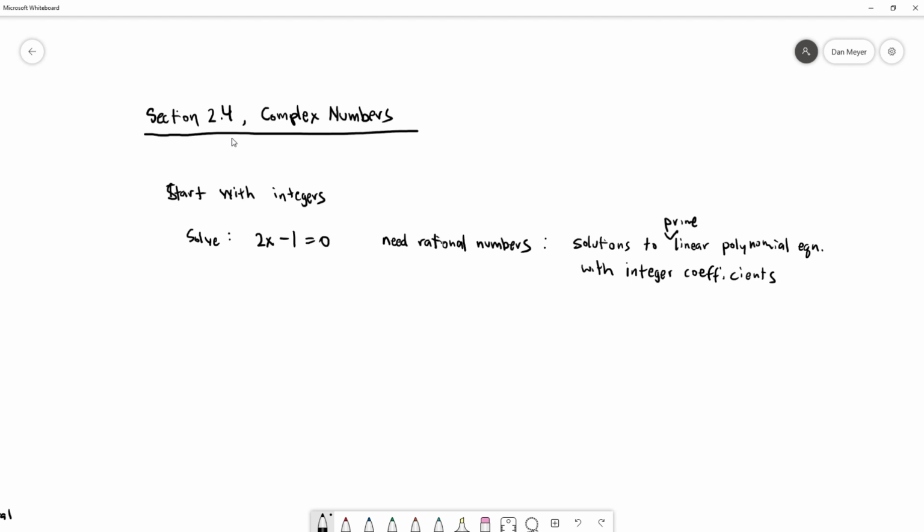Anyways, if you start with the whole numbers, it doesn't take you too long to find equations that you can't solve with whole numbers. Now the solution to this equation is the rational number represented by 1 over 2. So now we have the rational numbers. Then when we start solving some quadratics, like x squared minus 2 is equal to 0, that's where we need some irrational numbers. The square root of 2 is not a rational number.